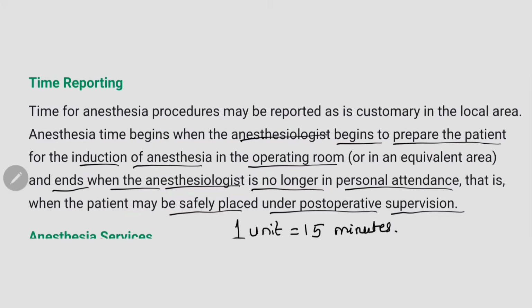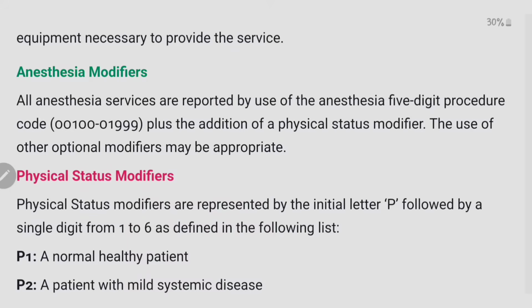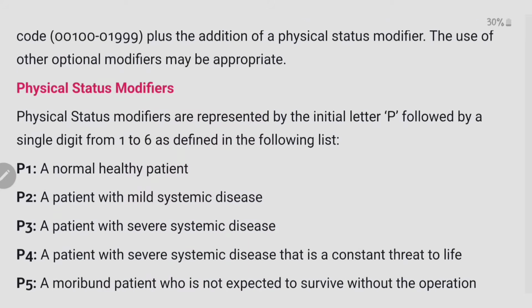Take a note of this. Now let us study anesthesia modifiers. In anesthesia, we have physical status modifiers. It is present in your CPT book, page number 65. Physical status modifiers are represented by the initial letter P, followed by a single digit from 1 to 6, as defined in the following list.